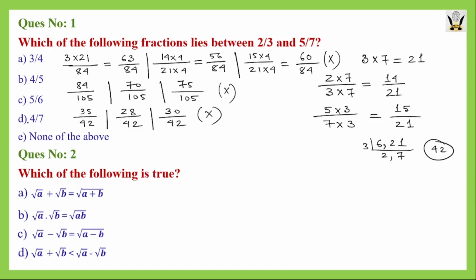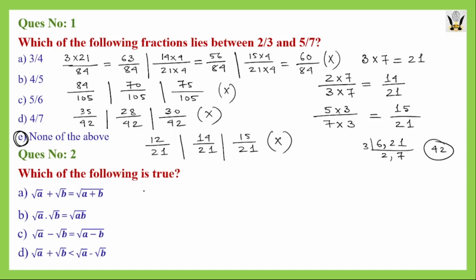Now the fourth option, 4/7. Between 7 and 21, if we take the LCM, 7 is the common divisor, or we can say 21 is a multiple of 7. So their LCM value will be 21 only. Now if we evaluate, we can see 12 is less than 14 this time. So again it doesn't lie between 14 and 15, the two given numbers. So this option is also not true. And for the fifth option, we can see none of the above. That means this is our correct option.